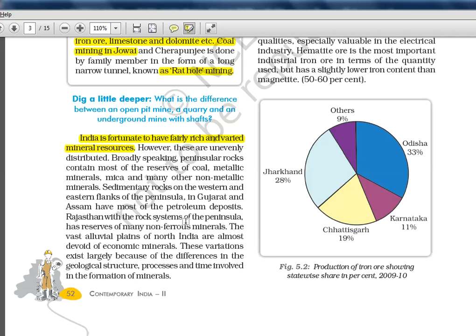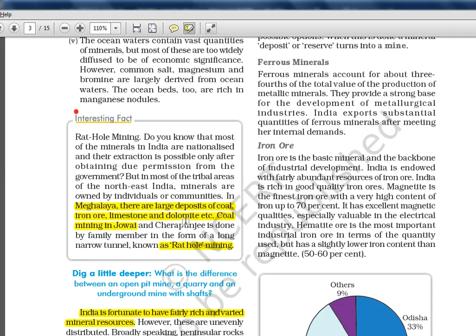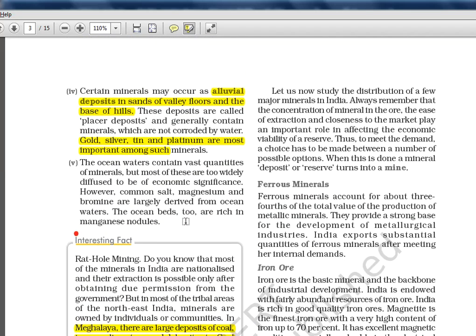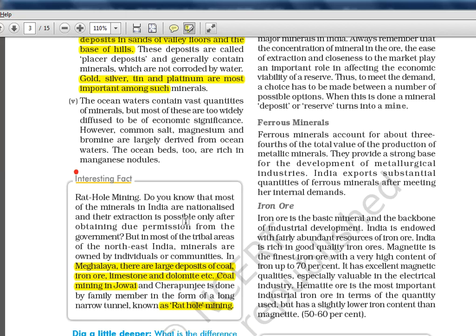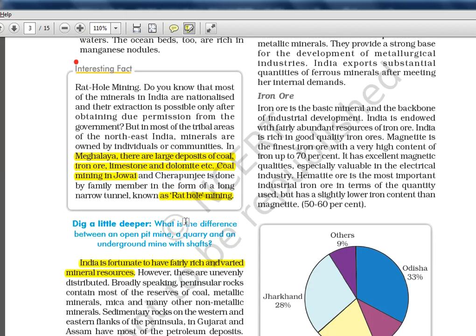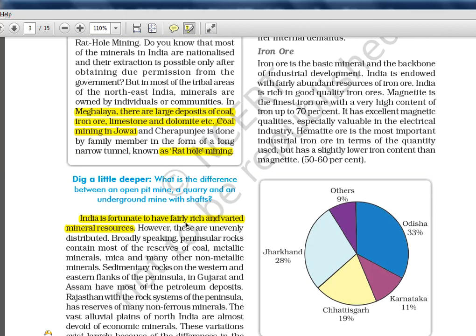These are all generic things anyway, we'll see mineral by mineral, no need to go into this generic thing. So as I told, ferrous, non-ferrous, in that order only we'll see. So ferrous minerals, I told, have iron content, and the first one is iron ore. Iron ore is the basic mineral and is the backbone of industrial development. India is endowed with fairly abundant resources of iron ore. India is rich in good quality iron ore. So I will tell you, there are a lot of types of iron ore also.